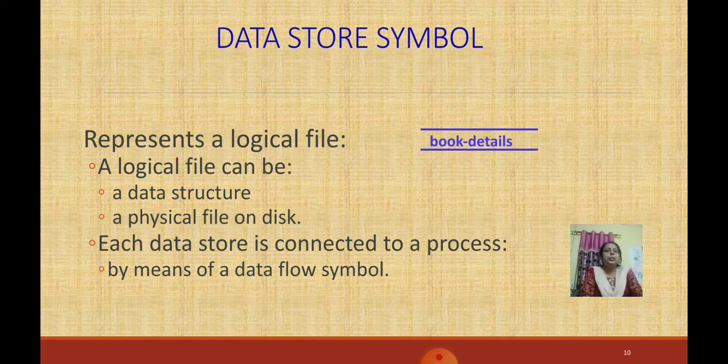Then the data store symbol represents a logical file. The two parallel lines represent the logical file. A logical file can be a data structure or a physical file on a disk, meaning it may be any data structure which can store the data. The storing of data can be represented through the two parallel lines.